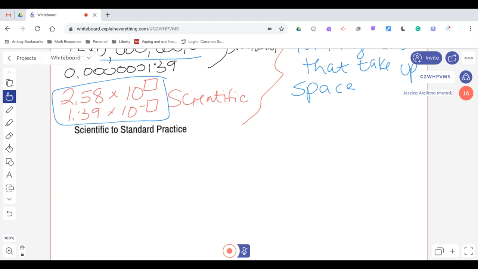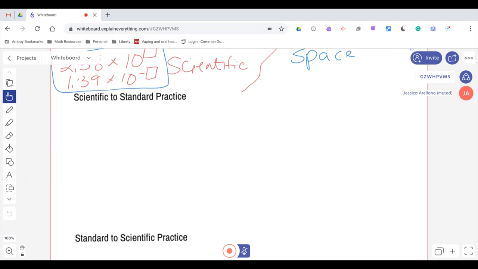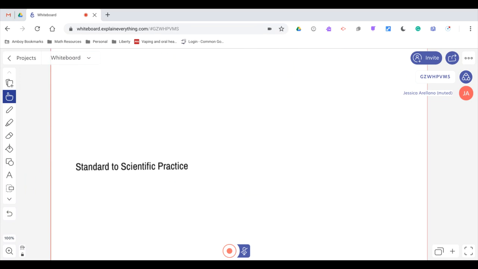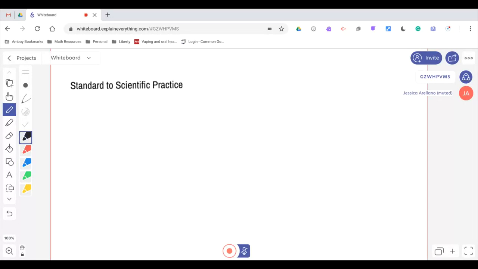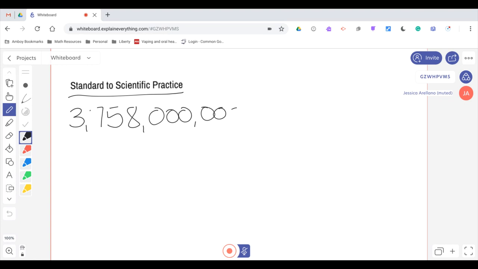Okay, I know it says scientific to standard first, but let's actually do standard to scientific. So I am just going to make up a number: 3758 with a bunch of zeros. So I have, what is this, hundreds, thousands, millions. Yeah, okay, so this is 3,758,000,000. That's a huge number.